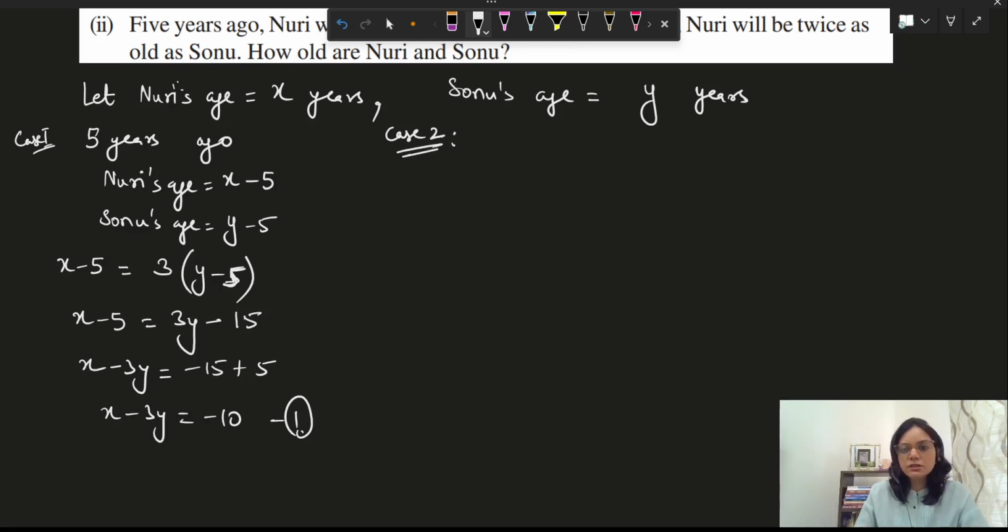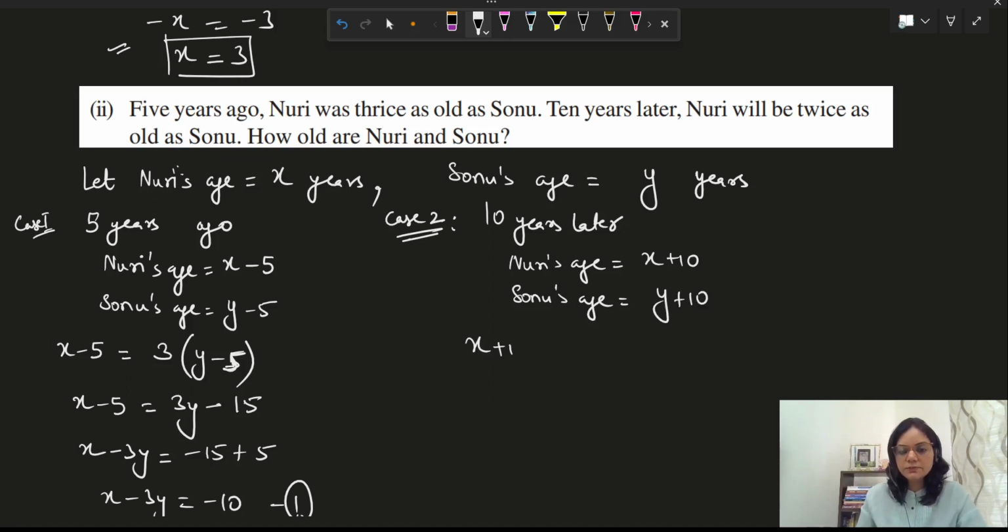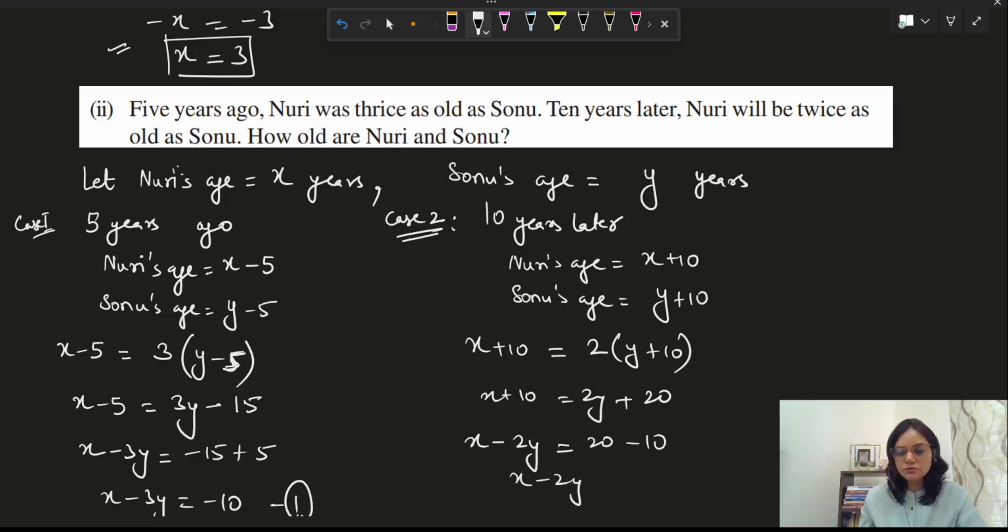Case 2, what does it say? It says 10 years later, Nuri will be twice. So first, what is Nuri's age 10 years later? That's x plus 10. What is Sonu's age 10 years later? Y plus 10. Now it says x plus 10 is twice y plus 10. Fine. So x plus 10 is equal to 2y plus 20. Bring variables on one side, constants on another. So x minus 2y is 10. That's your second equation. Fine, students.